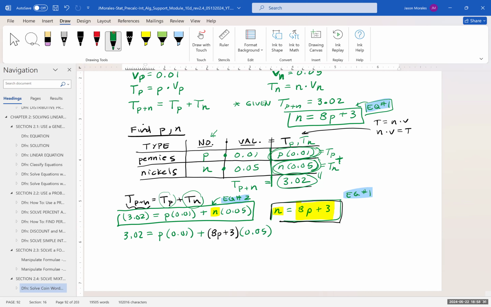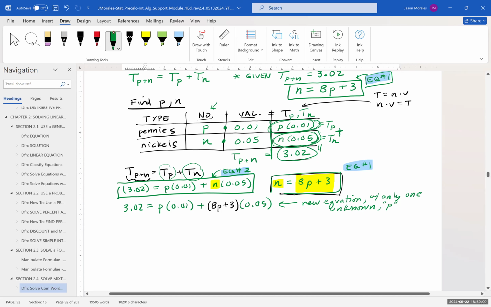So now we've got a new equation, a single equation with only one unknown, P. So now this is solvable. All we need to do now is apply some algebraic principles to manipulating formulas and equations in order to solve for P. So the first thing we're going to do is distribute this 0.05 to each of these terms.